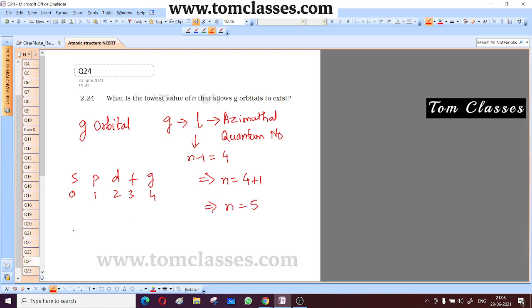So the lowest value allowed is n equal to 5, right? That is what it is. Is that okay? All right. So let's see our last question, and then we'll try to wind up.